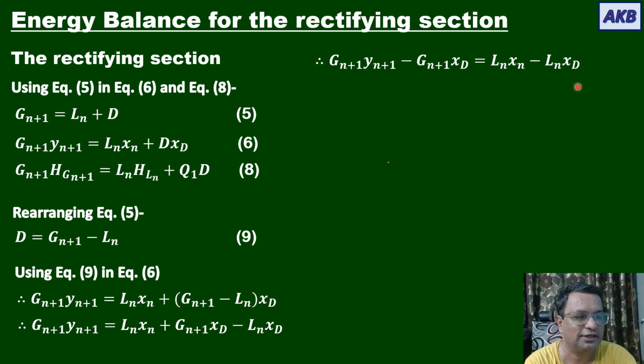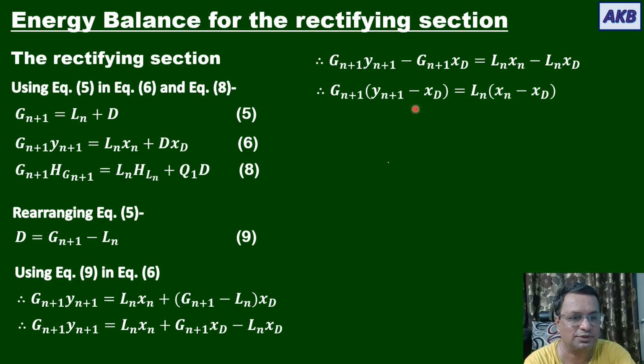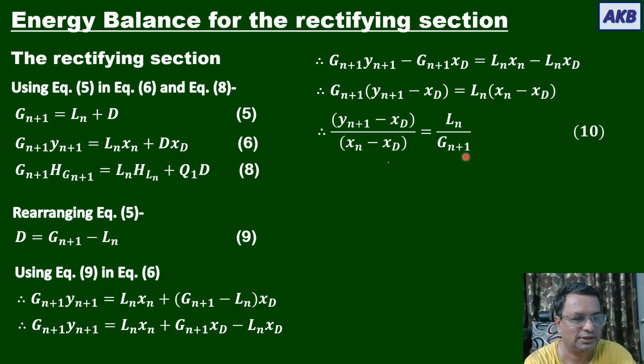So we have brought terms containing Gn+1 on one side and terms containing Ln on the other side. Then in the next step we are going to take Gn+1 common, so it will be Gn+1 (Yn+1 minus Xd) = Ln (Xn minus Xd). Again, if you rearrange, you'll get (Yn+1 minus Xd) divided by (Xn minus Xd) = Ln upon Gn+1. And let us call this equation number 10.